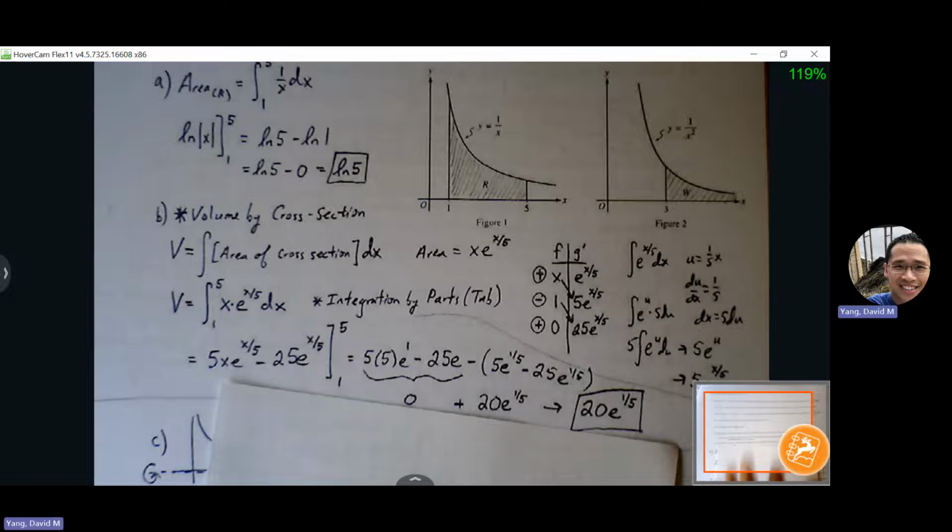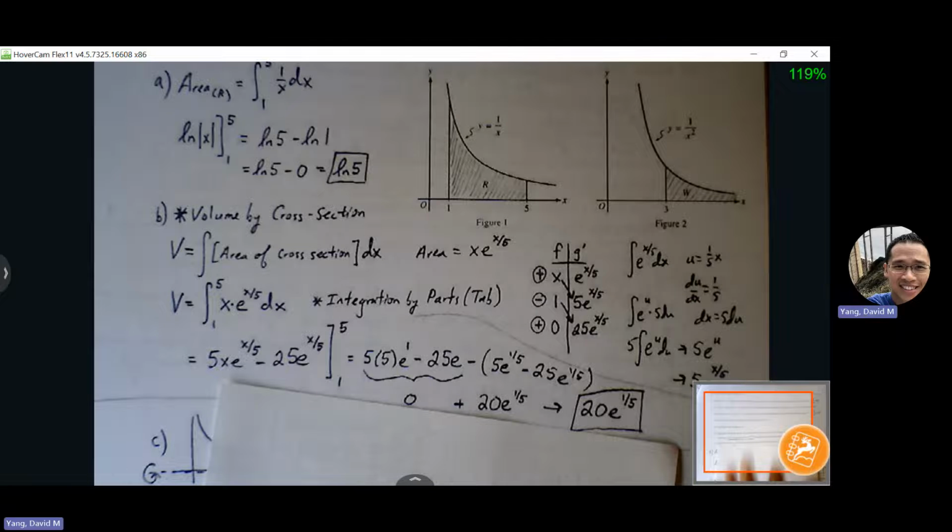Page 13, area for part A is just top minus bottom. We work that out by hand. Part B, volume by cross section. We know the area is x e to the x over 5. So we're trying to find the integral of x times e to the x over 5 from 1 to 5.